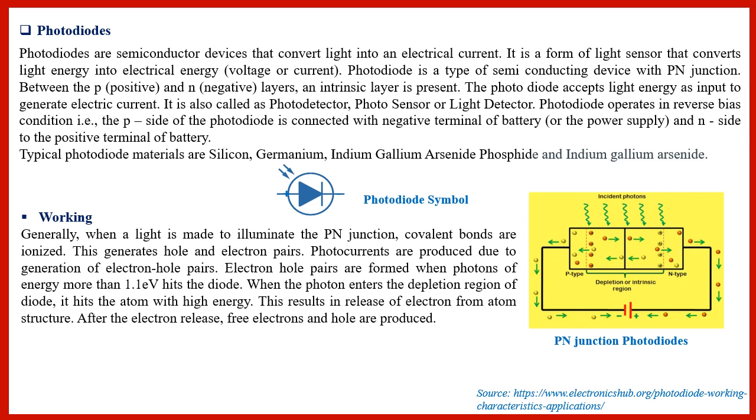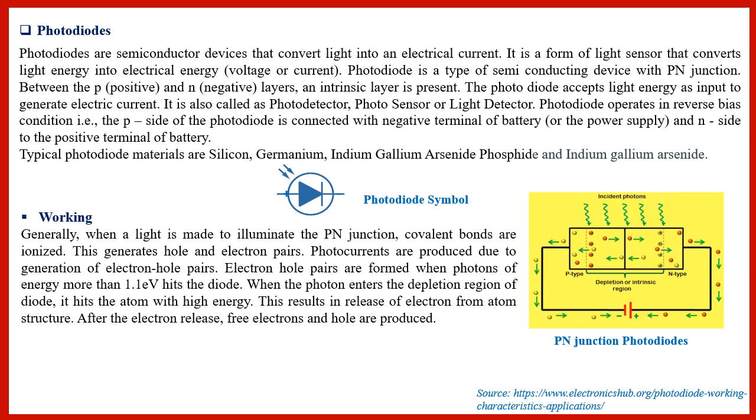Generally, when light is made to illuminate the p-n junction, because it is reverse biased, covalent bonds are ionized. This generates hole and electron pairs when the covalent bonds are broken. So we'll have electron and hole pairs being generated, and because of that, photocurrents are produced due to the generation of electron hole pairs.